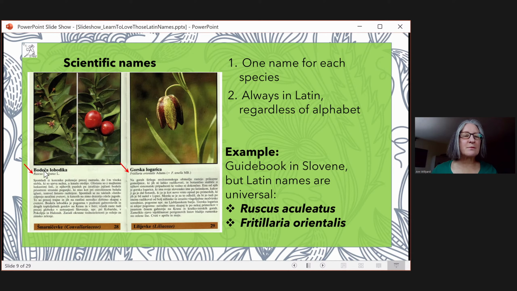So you notice that this Bodecha Lobodica, but below that, and below this entire Slovene name, there's the name Ruscus aculeatus, and next to Gorska lagarica, there's Fritillaria orientalis. So I was able to catch on very quickly as we rushed by and saw everything in the country, because those Latin names were there. And this is an example of a for the public type of a little publication, but you'll find this in scientific papers as well. So that's an example.